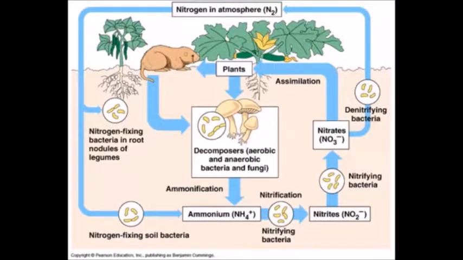Decomposers return ammonia to the soil by decomposing solid waste and dead or decaying matter. Nitrifying bacteria convert ammonia to nitrite and nitrate, while denitrifying bacteria convert nitrite and nitrate to nitrogen gas, releasing nitrogen gas back to the atmosphere.